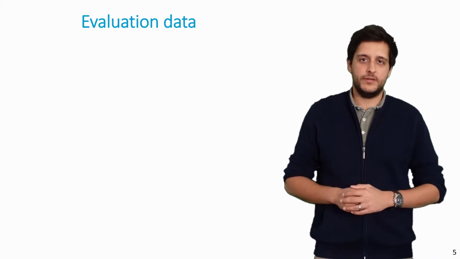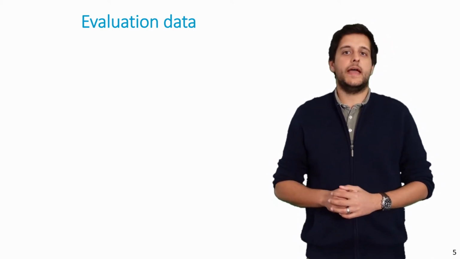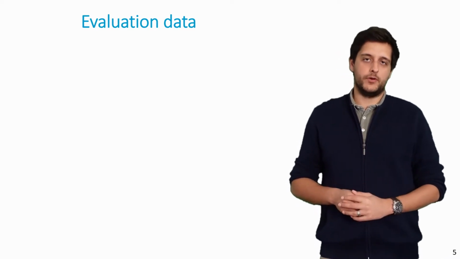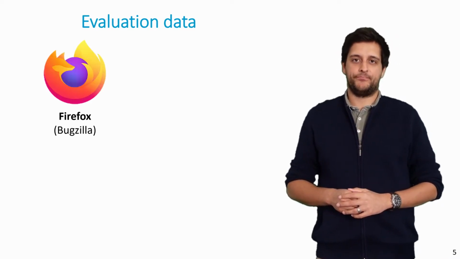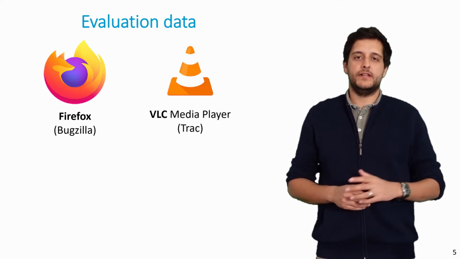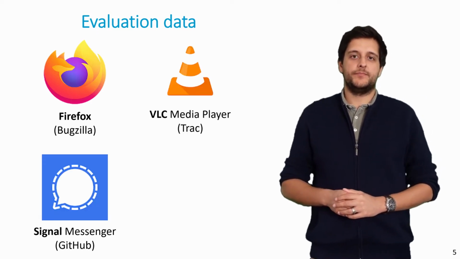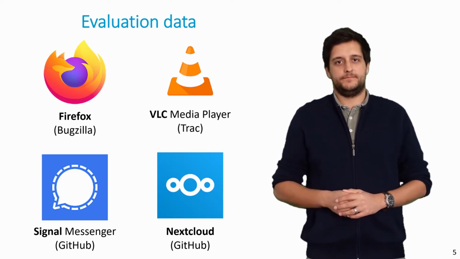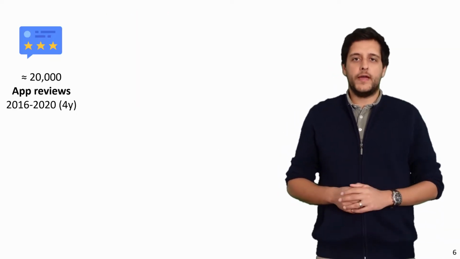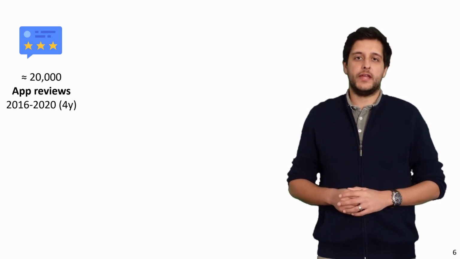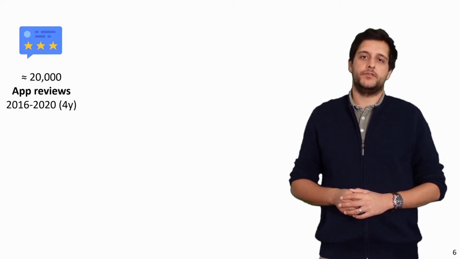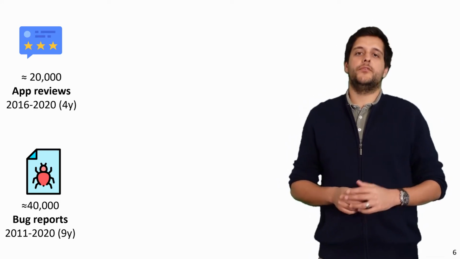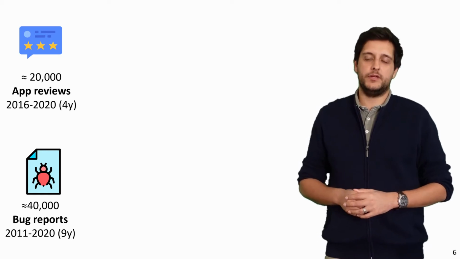For the evaluation of DeepMatcher, we collected app reviews and bug reports of 4 popular open-source Android apps from the Google Play Store: the Firefox browser, the VLC Media Player, the Signal Messenger, and Nextcloud. Each app uses its own issue tracker. For these 4 apps, we collected approximately 20,000 app reviews over a time period of 4 years. From the respective issue trackers, we collected approximately 40,000 bug reports over a time period of 9 years.